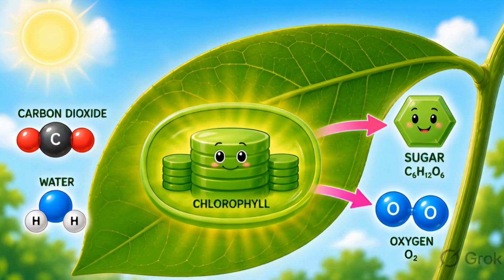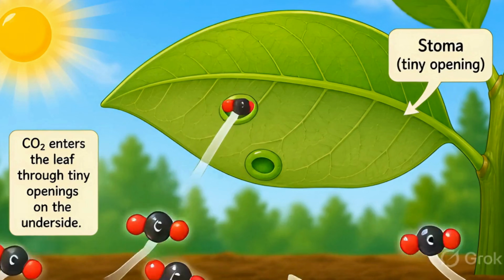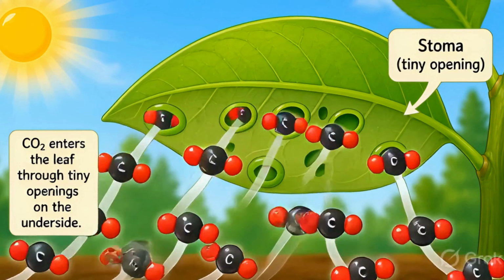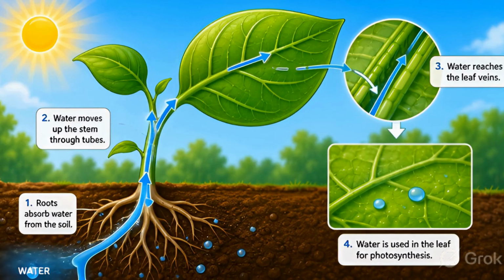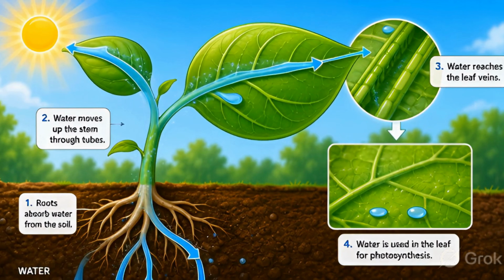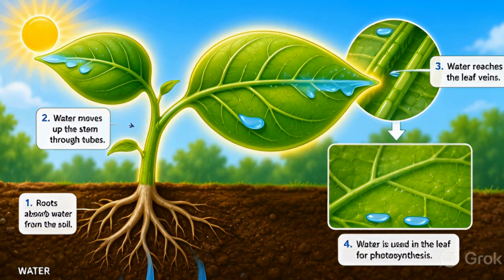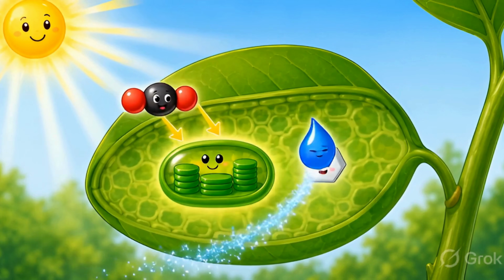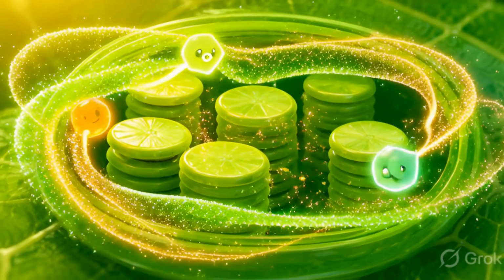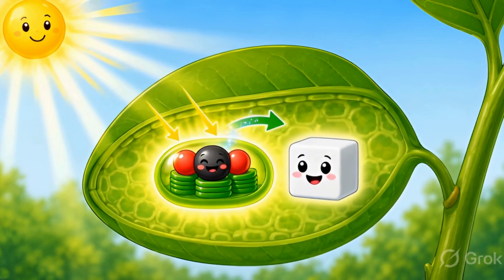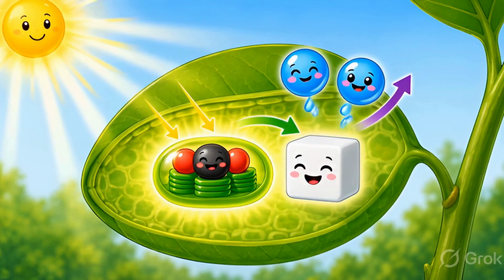Chlorophyll absorbs sunlight. Carbon dioxide enters the leaves through tiny holes called stomata. The roots absorb water from the soil. The water travels up through the stem and reaches the leaves. Chloroplasts take in carbon dioxide and water, absorb sunlight, and convert them into sugar and oxygen.